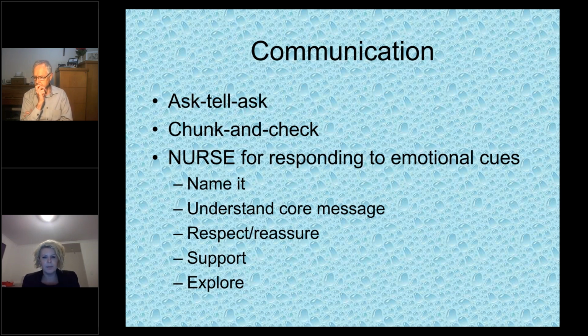So you ask them their understanding of where they're at, then tell them the information, and then ask them more about it if they've got any other questions. Chunk and check goes along with that. It's this idea that we can only retain small chunks of information at a time. So you should never give more than 3 items of new information at one point before going back and checking with them, do you understand that?